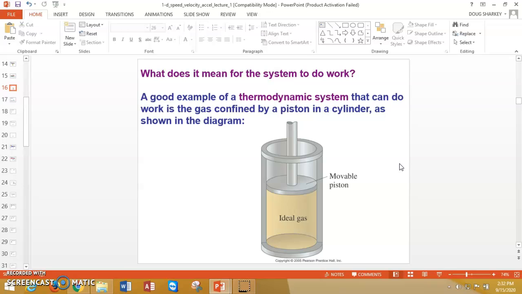What does it mean for a system to do work? Many examples that we see on the AP test involve a cylinder with a piston. The piston can move. We can force this gas down, we can compress the gas, or we can have the gas move to force the piston up. This is what happens in our cars when people talk about a 6-cylinder car versus an 8-cylinder or a 4-cylinder. We have these little controlled explosions going on inside of there. That's how our cars move.